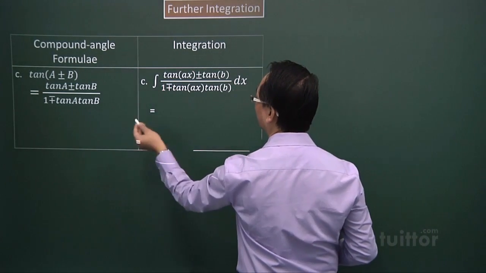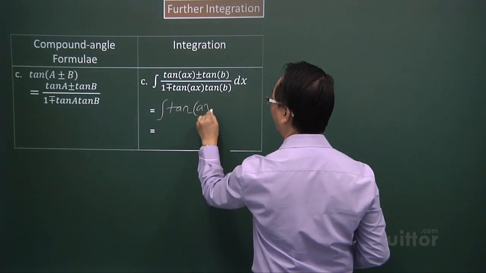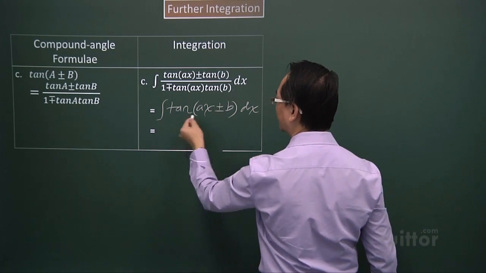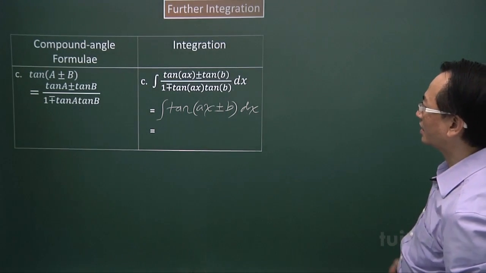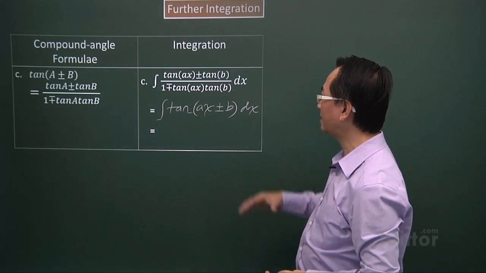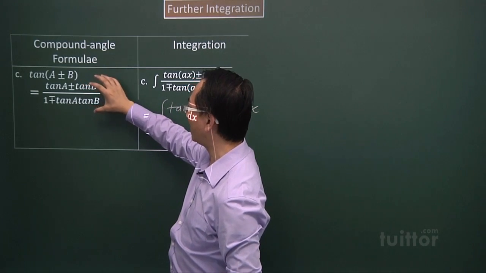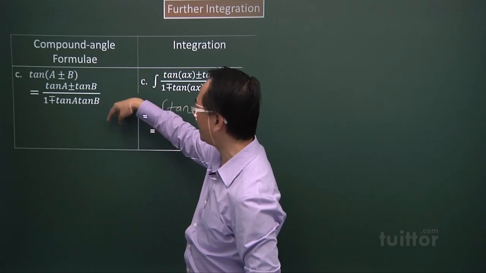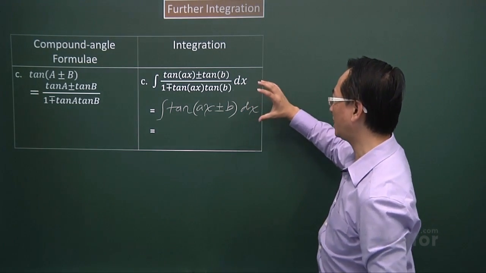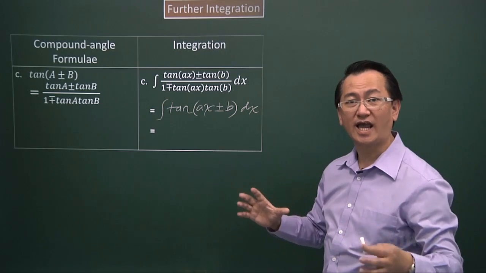So for this one, I will have the integration of tangent bracket AX plus minus B. To integrate tangent, I must have some other results to go with. For this particular case, we stopped here, but just to look at how from here we can generate this result. When we have to integrate this, we go back to integrating this. So somehow the result will have to be given to you before you can proceed to the next step. And questions like that will actually have that result for you.